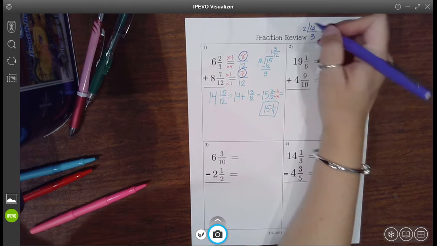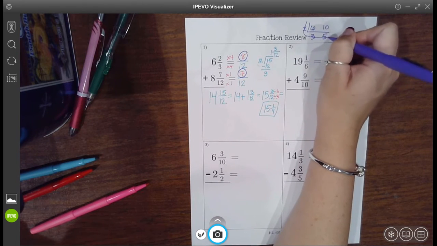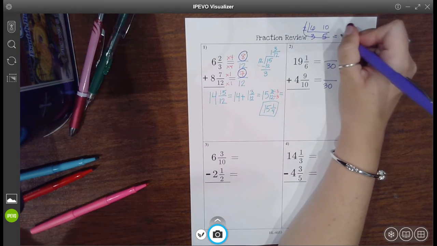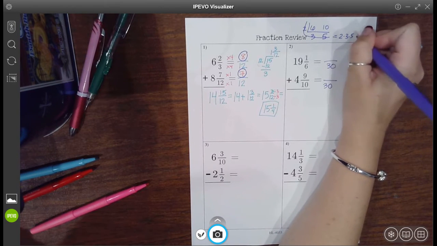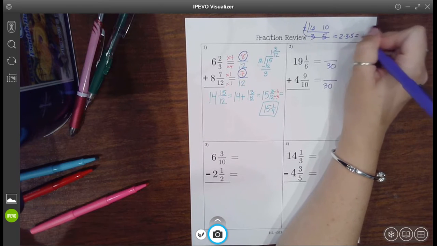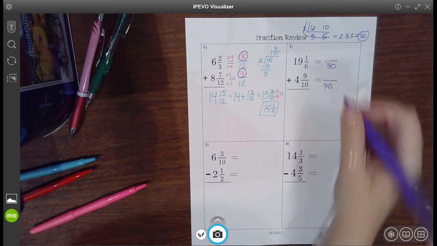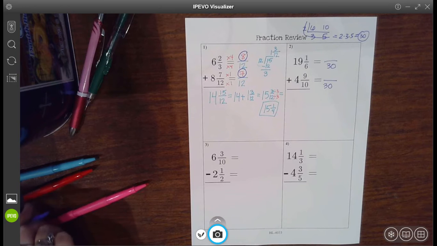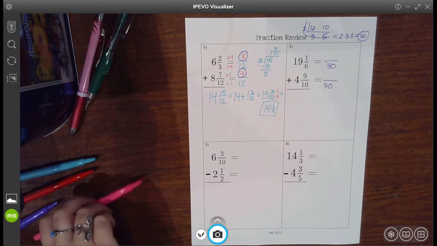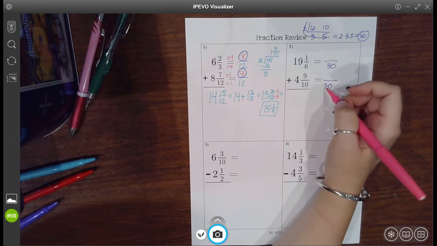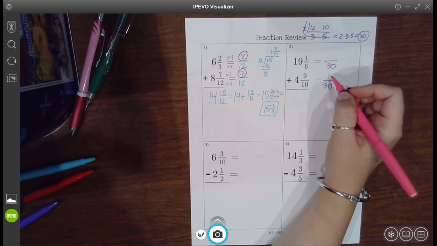No. Well then, do an L along the outside for LCM. Multiply 2 times 3 times 5. 2 times 3 is 6. 6 times 5 is 30. So that's another way that you can find your common denominator if you can't do it in your head like we did. Now that you have common denominators, let's write these equivalent fractions.